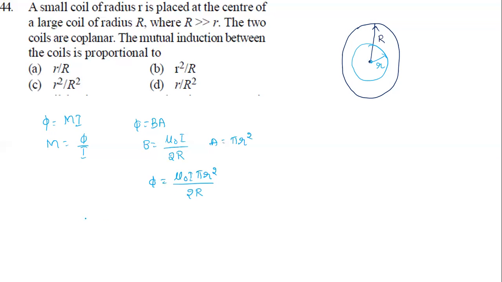Now we insert these values. Then the mutual inductance becomes mu naught pi r square divided by 2R. Why is I not there here, sir? Because here one more I will come, so I into 1 by I, this I is going to cancel. Now they are asking proportional, meaning what? So M is proportional to r square by R. So where is the option? r square by R, B option is the right answer.